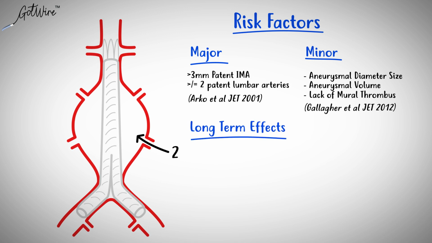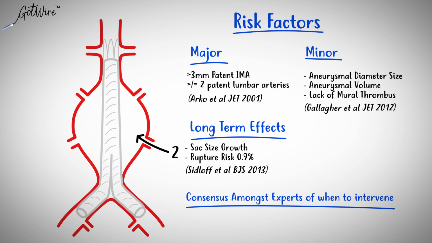The long-term effects are not well understood, but we know that there are some that show sac size growth, and a series published by Sidloff et al. in the BJS of 2013 showed a rupture risk of 0.9%. This, however, was not in every case associated with mortality, and it's important to remember that whilst this is technically a rupture, the mortality associated with such an event is not clearly understood. Overall, this risk is very low, and there is some debate about how to manage type 2 endoleaks. The general consensus amongst specialists is that if you find a persistent sac size growth of greater than 5 millimeters without any other cause, then this warrants consideration of intervention.